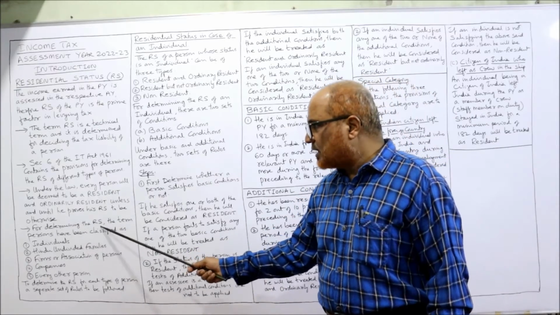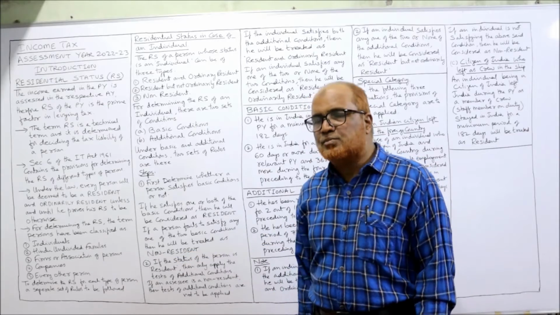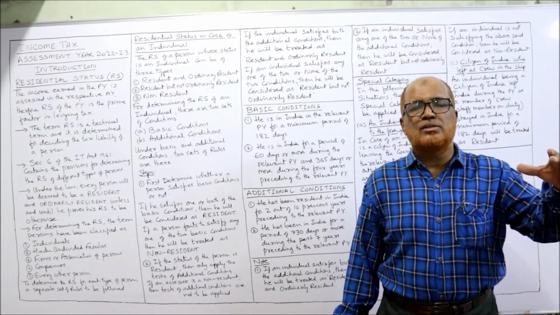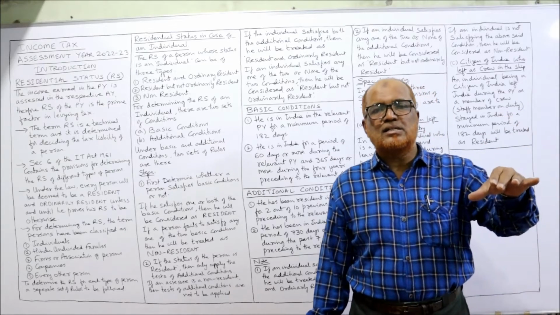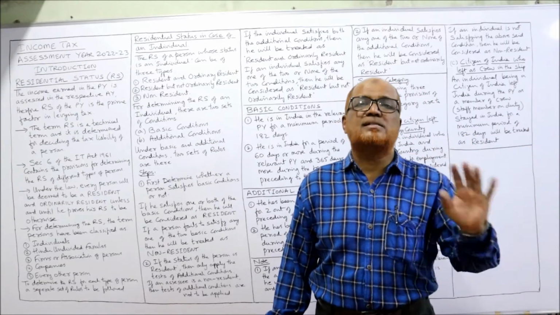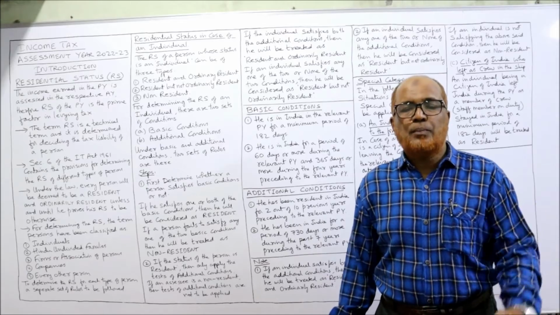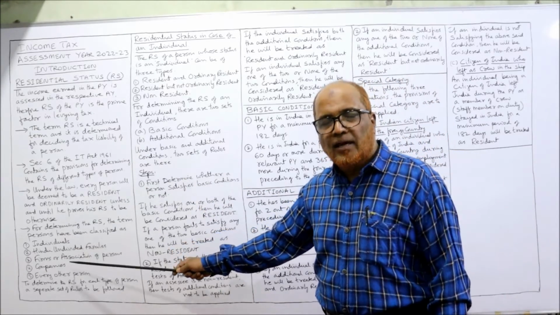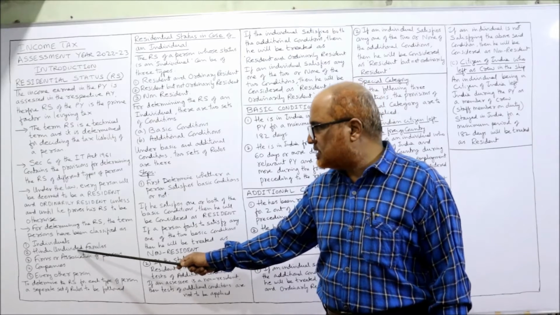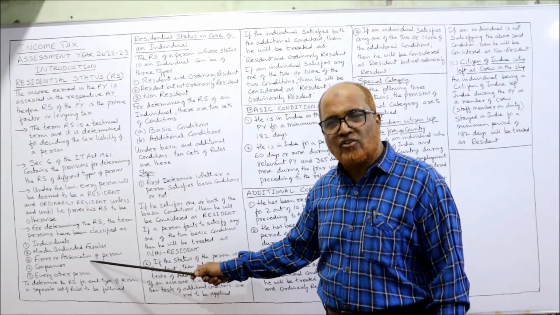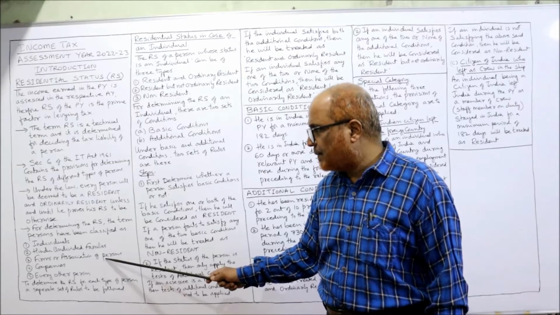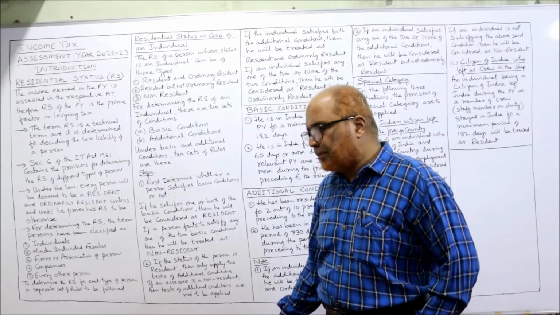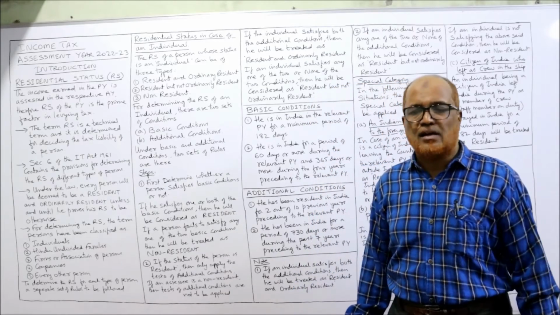Then for determining the residential status, the term person has been classified. The Income Tax Act has given different provisions for determining the residential status of different persons. So who are the persons for determining the residential status? Individual is a person. Hindu undivided family is a person. Firms or association of persons is a person. Companies is also a person. Every other person. So broadly 5 categories are there.